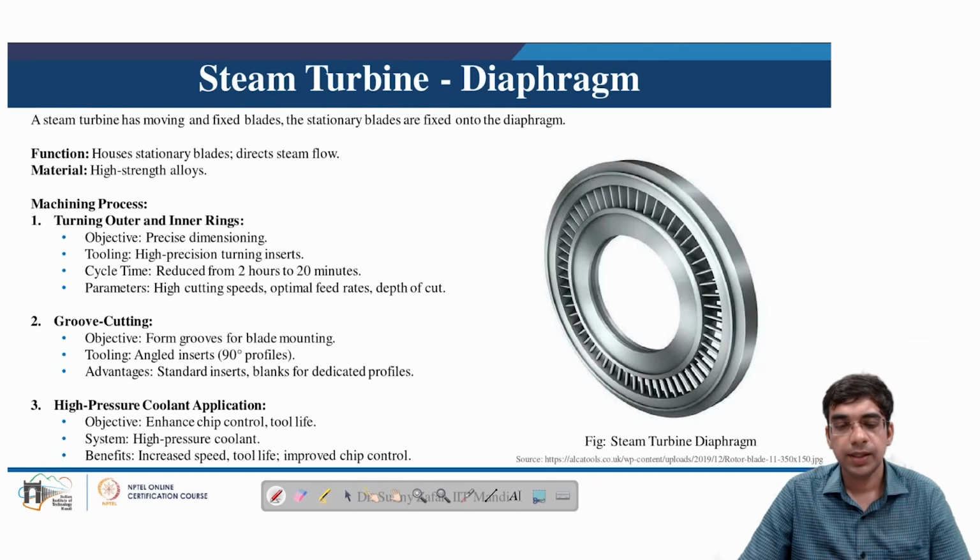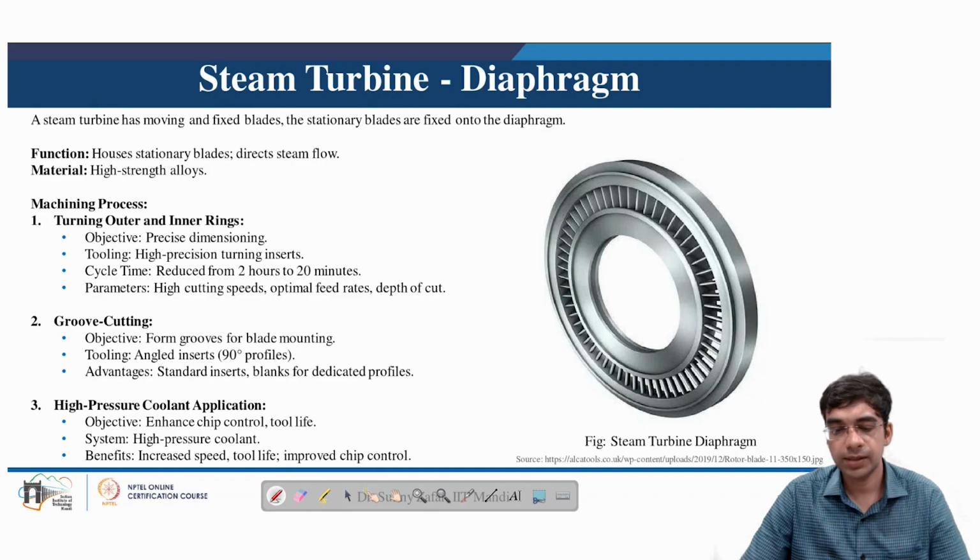So a steam turbine also consists of moving and fixed blades, and the stationary blades, or the stator, are often fixed on the diaphragm, which was previously given a basic shape using sheet metal forming processes. This also helps to direct the steam flow onto the rotor blades and is made up of high strength alloy steels. Machining processes for the diaphragm involve turning the outer and inner rings with precise dimensioning. High precision turning inserts are utilized, which may help to reduce the cycle time from 20 to 2 hours.